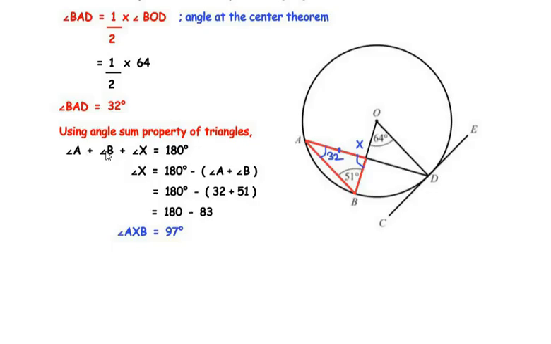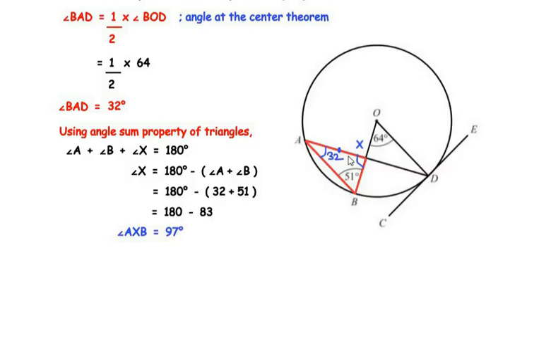Now let us take these 2 angles on the other side of equal to sign. So we get 180 minus angle A plus angle B. So we get 180 minus angle A, we had got it as 32 degrees, plus angle B is given to us as 51 degrees. So simplifying this, we get 180 minus, now 32 plus 51 is 83, and 180 minus 83 gives us the value of angle AXB as 97 degrees.